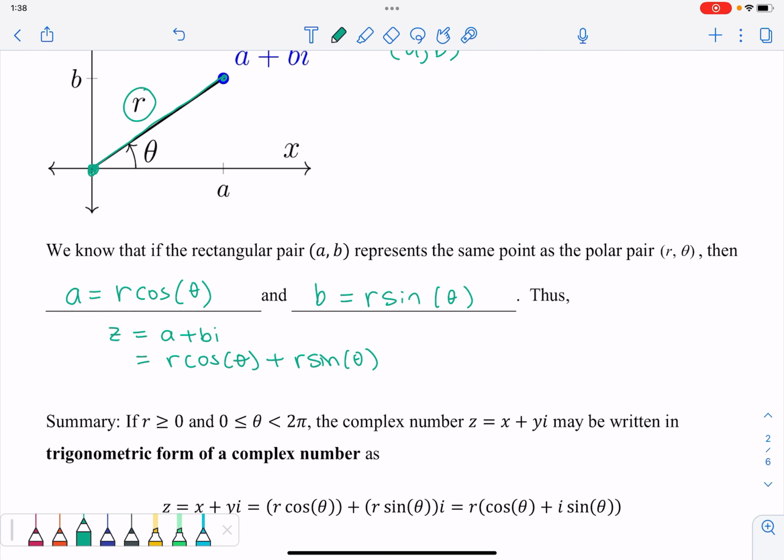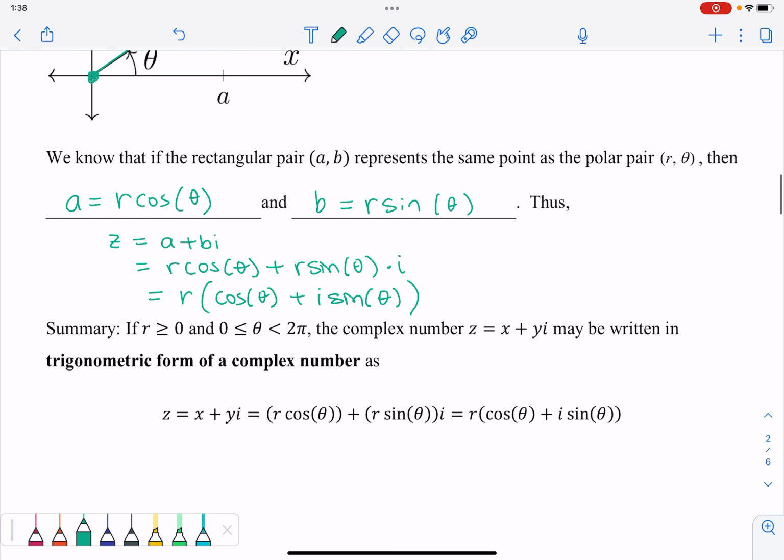Noticing that when I have bi, I still have this i here. Then I can pull out the r, and that leaves me with cosine theta plus, and since the r is pulled out, sometimes we see the i in front of the sine theta, and that's okay too. And so we get r times the quantity cosine theta plus i sine theta.